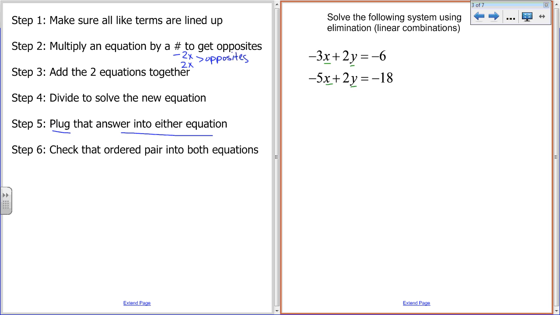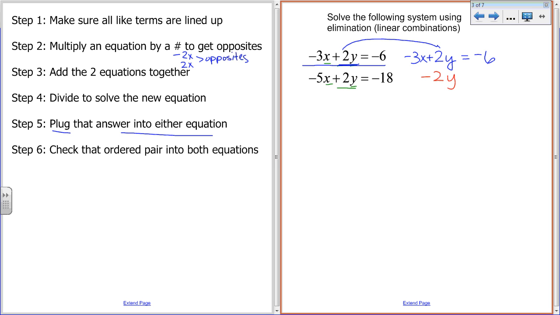Now what I need to do is look for opposites. Well, obviously negative 3 and negative 5 aren't even close to being opposites. But if I look at 2y and 2y, those are close to being opposites. They're the same number. So what I'm going to have to do is what step 2 does. I'm going to have to multiply one of the equations to get opposites. So if I have 2y here, which is what we have, I need this to become a negative 2y. That's what gives me opposites. Well, because this is already positive 2y, this equation stays the same. So it's just negative 3x plus 2y equals negative 6.